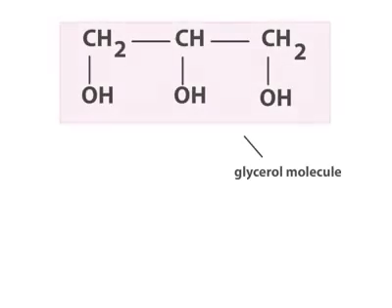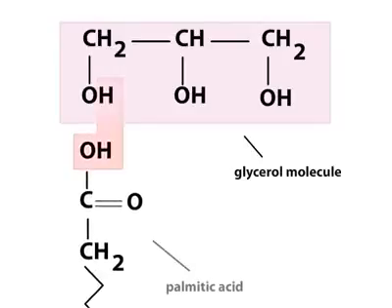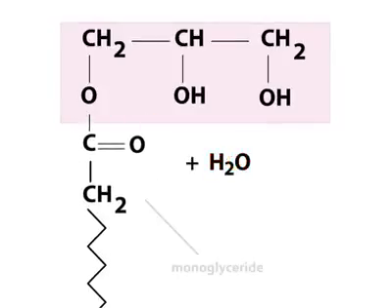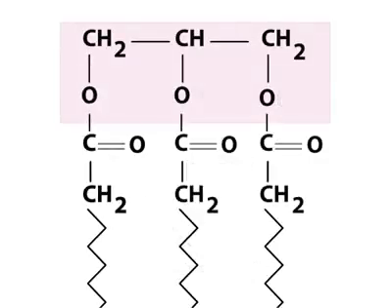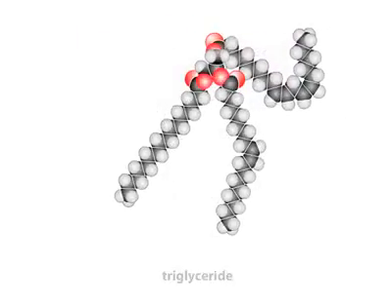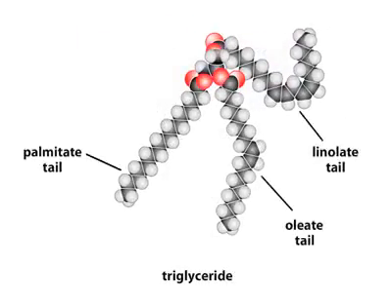A glycerol molecule makes up the backbone of a triglyceride, in which glycerol's 3 hydroxyl or OH groups form ester covalent bonds with 3 fatty acid molecules. The covalent bonds form by condensation reactions in which water is a byproduct. Triglycerides can contain a mix of saturated, monounsaturated, and polyunsaturated fatty acids. They provide a concentrated store of energy.